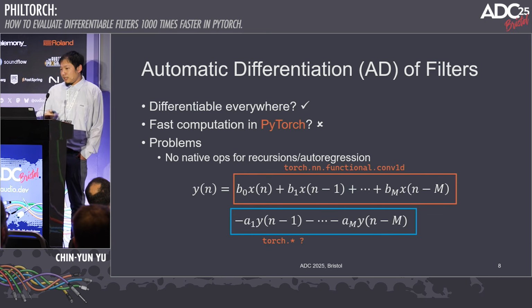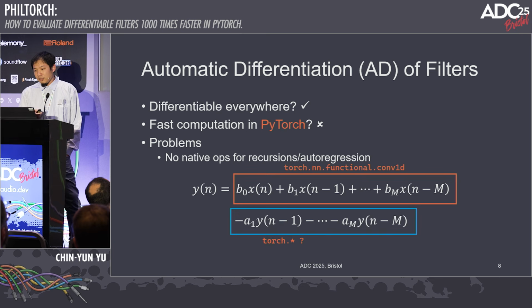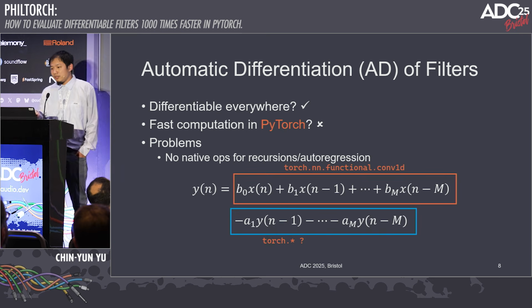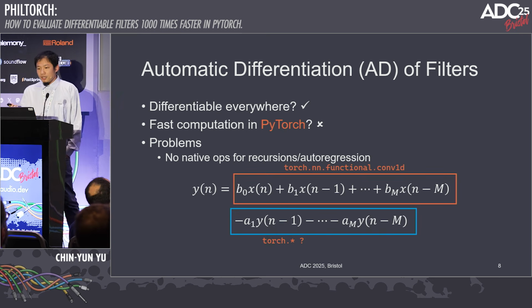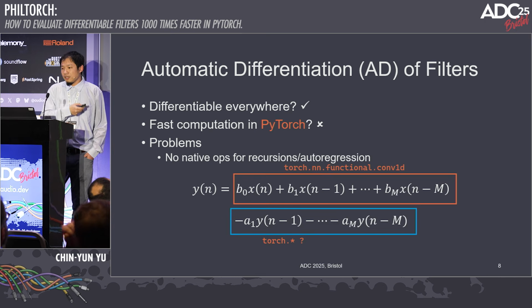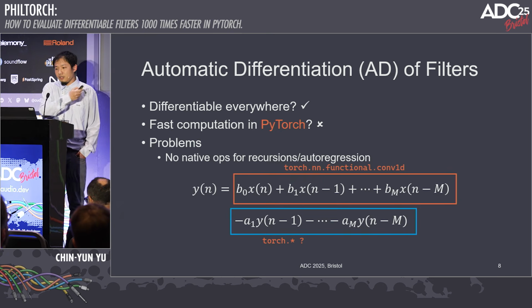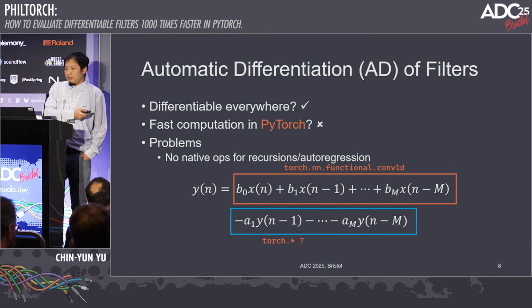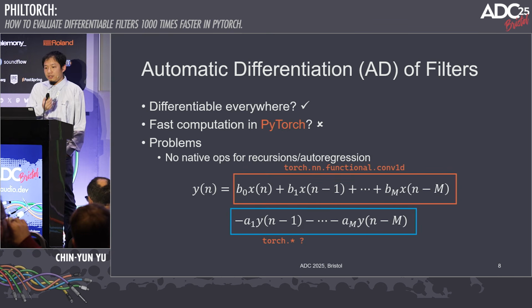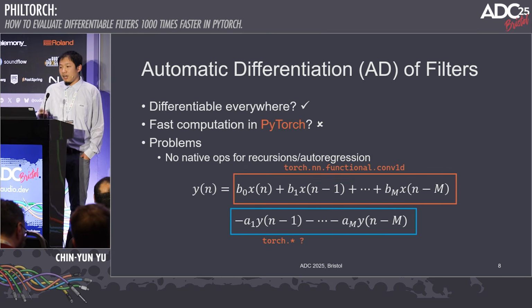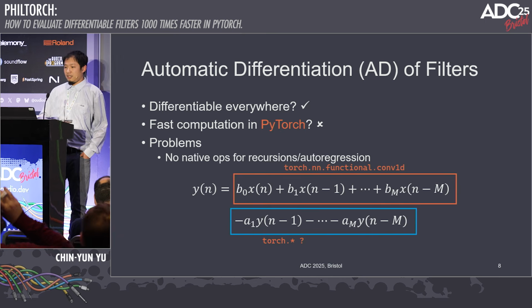Okay, so let's get to the main point of this talk. What's the problem with using these filters in PyTorch? The problem is that PyTorch native operators don't support recursion, or I would say autoregression. It only supports a limited set of filters such as convolution, which corresponds to the B coefficients. For the A coefficient, which introduces a recursion to the filter, there is no equivalent operator. The PyTorch team is working on that, but it's not ready yet.